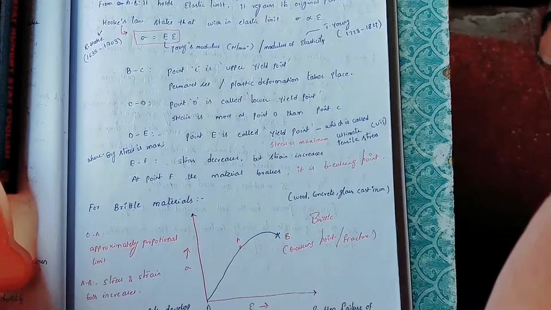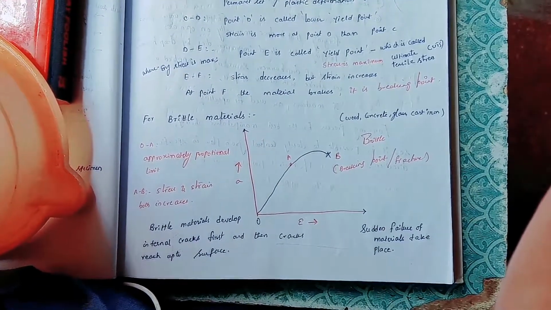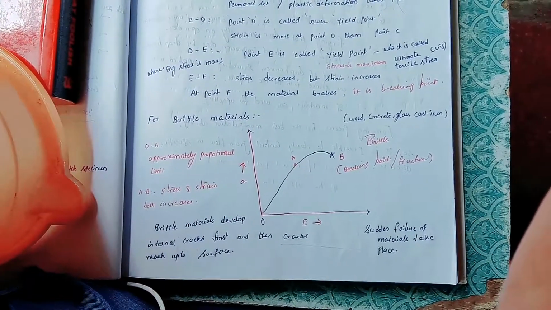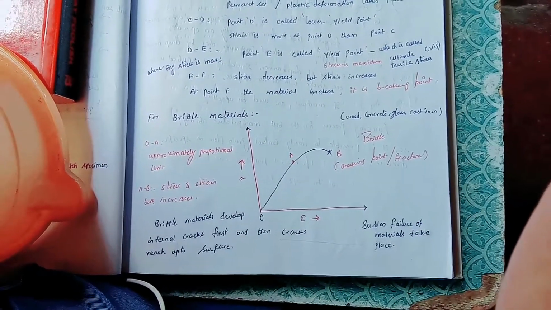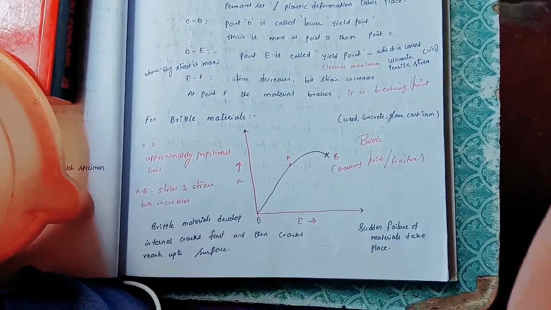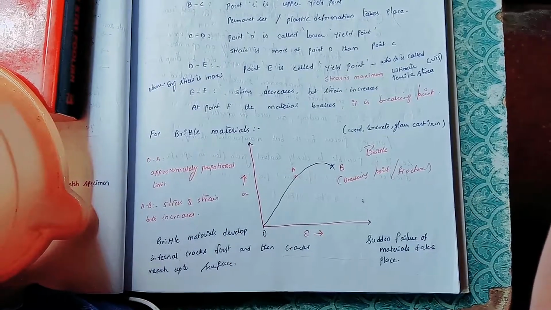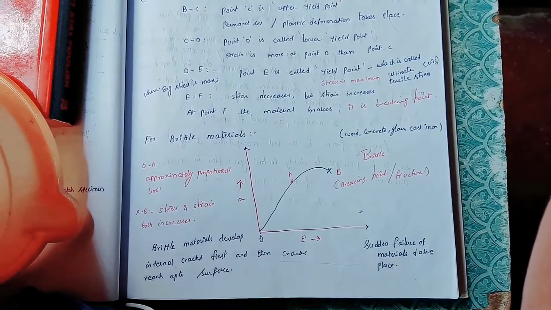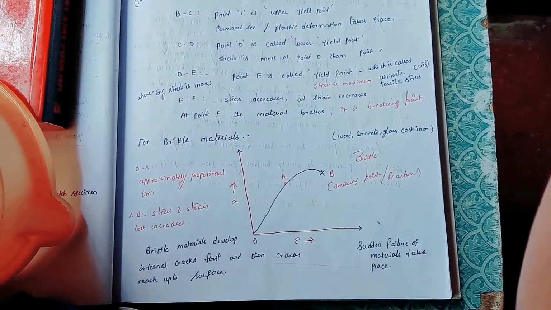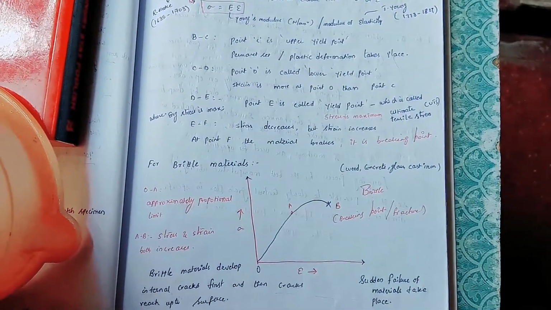Now we move towards brittle material, and for brittle material, we have only 2 points. It's O to A, approximately the proportional limit. A to B, stress and strain both increase. When the point reaches B, it breaks, or sudden failure occurs. Brittle materials develop internal cracks first, and then the cracks reach up to the surface. So we should ensure that internal cracks occur first.